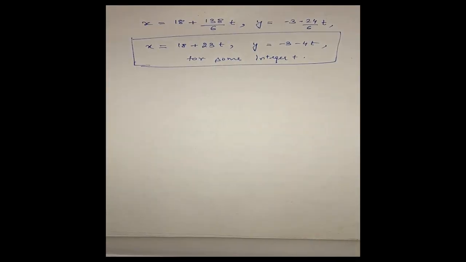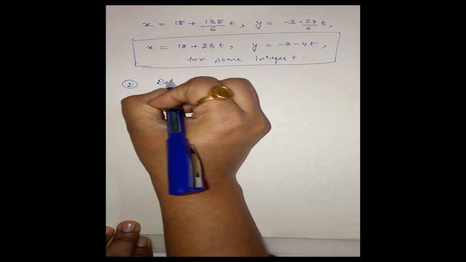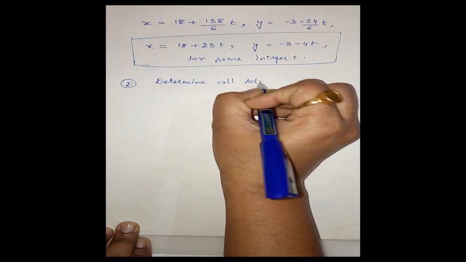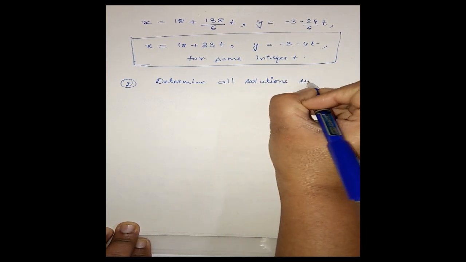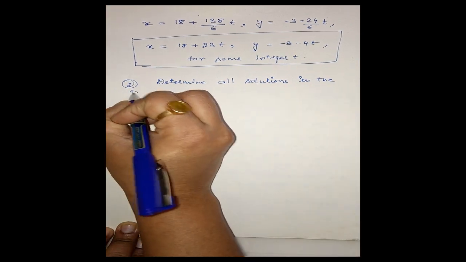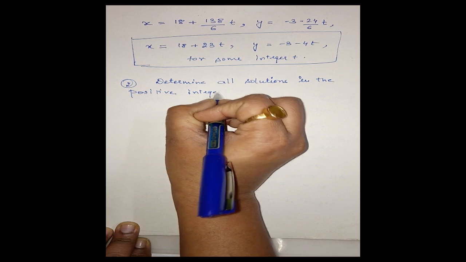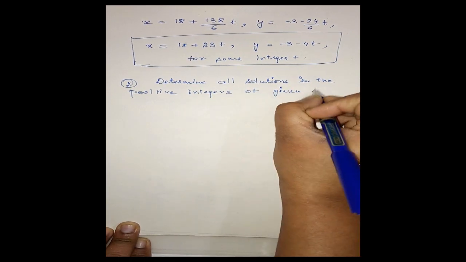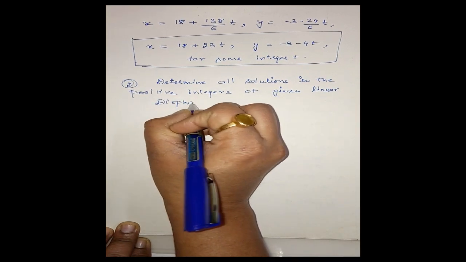Okay, clear? Now we come to the next problem. Determine all solutions in the positive integers of the given linear Diophantine equation.